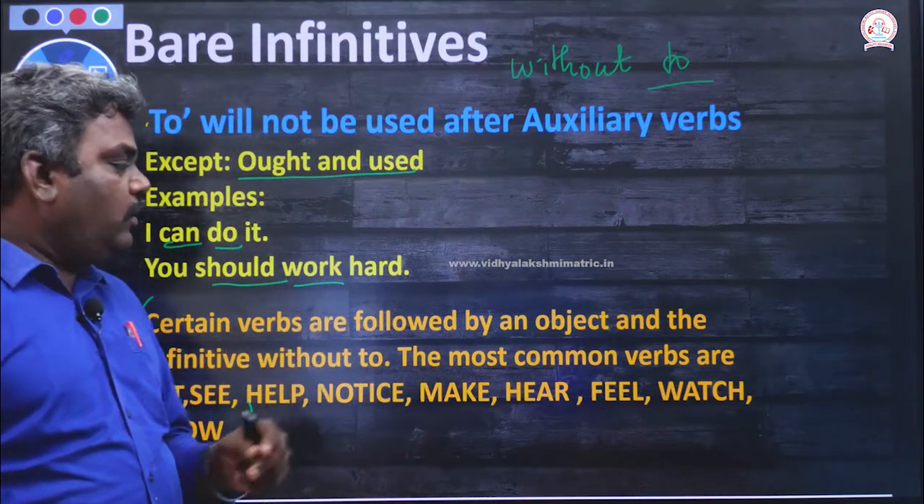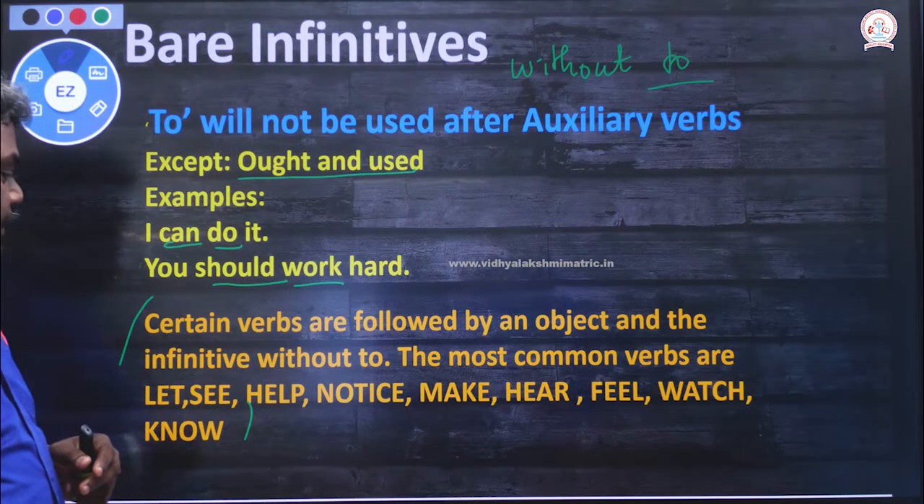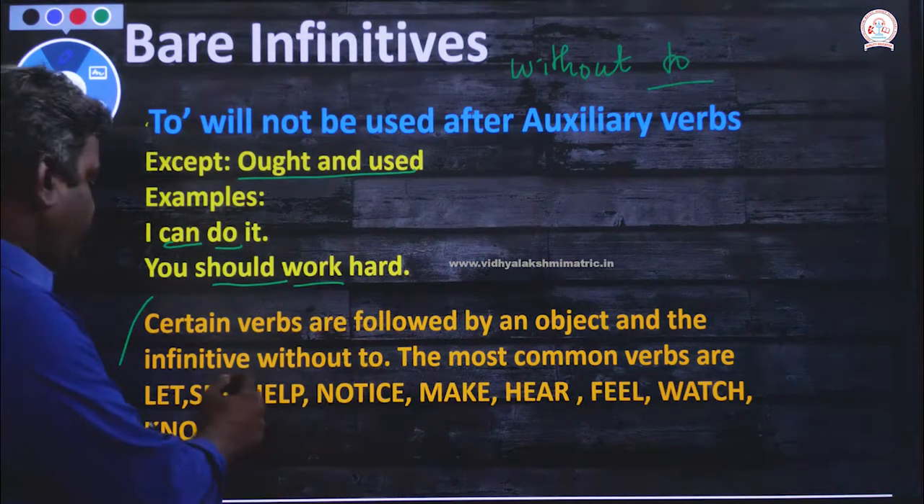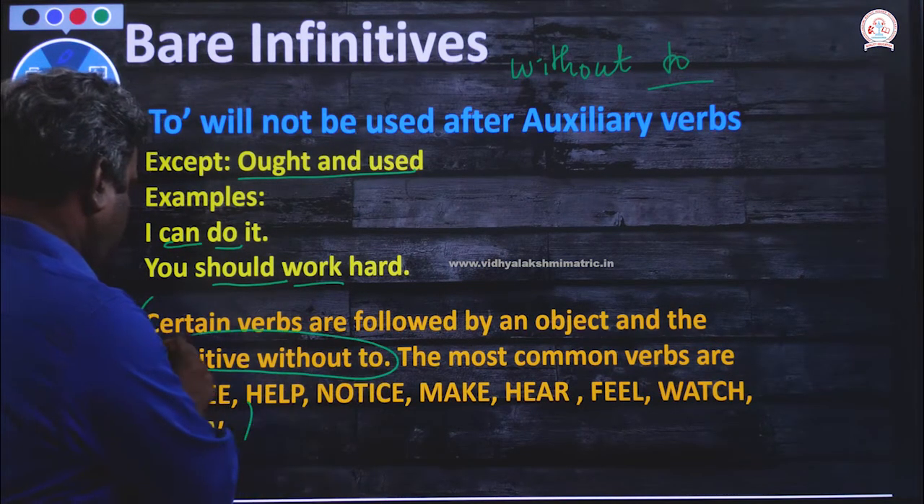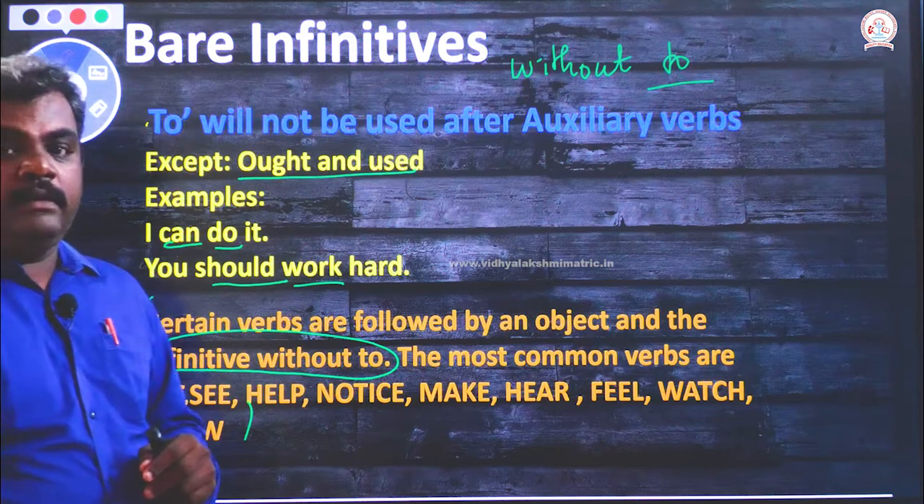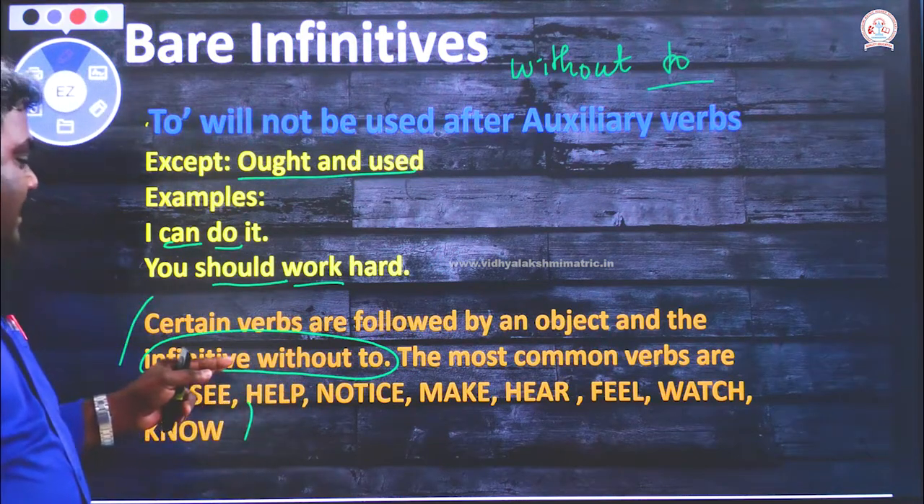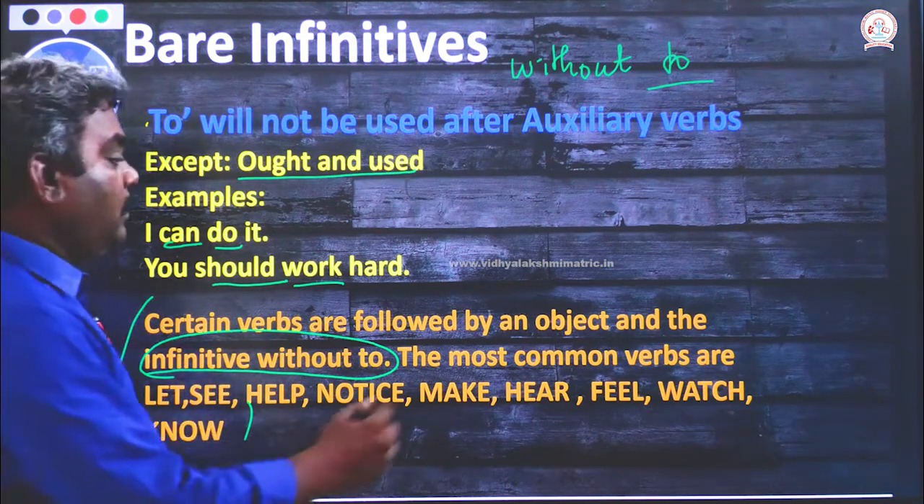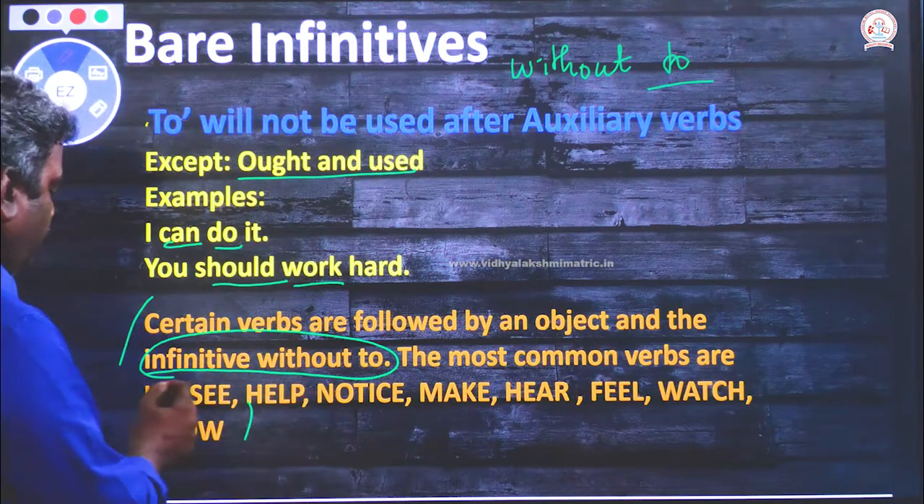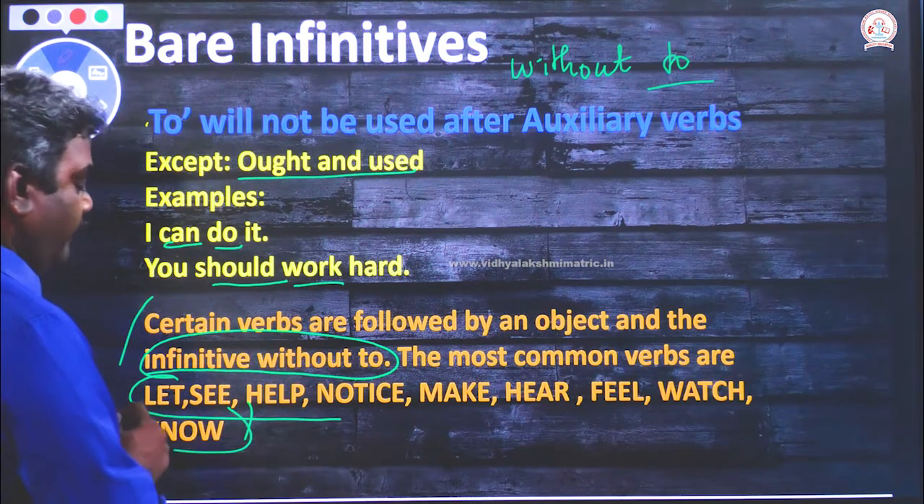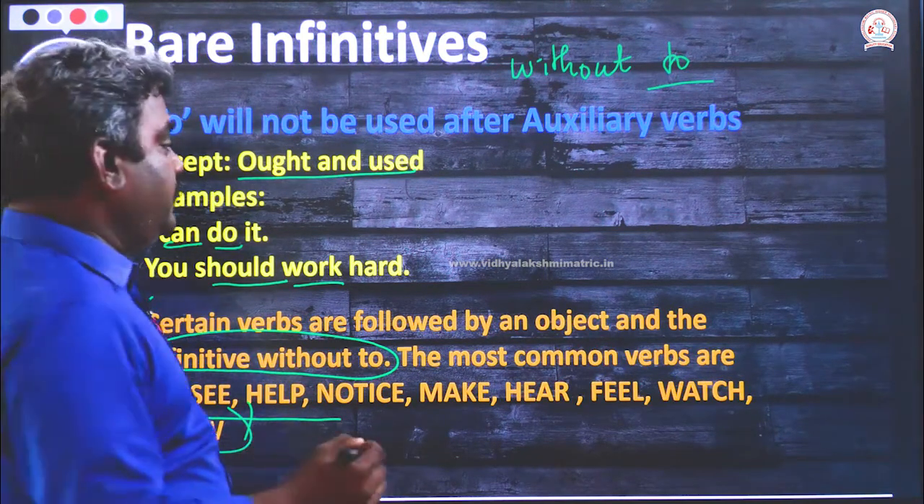Certain verbs are followed by an object and the infinitive without to. So how is it, sir? What are the words? If these words function as the verb, I can tell you.